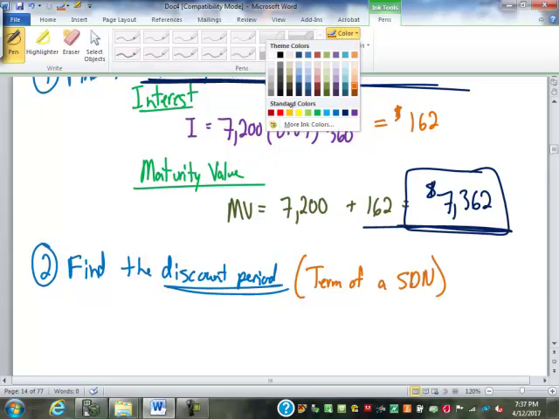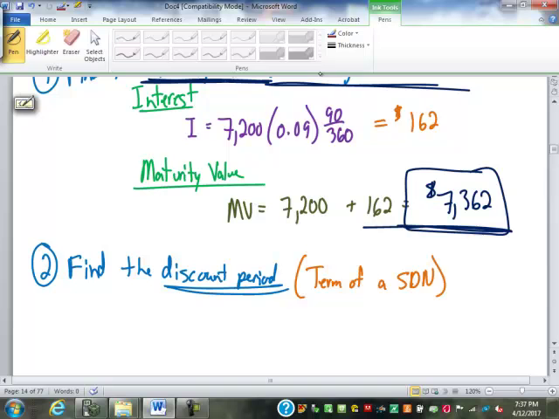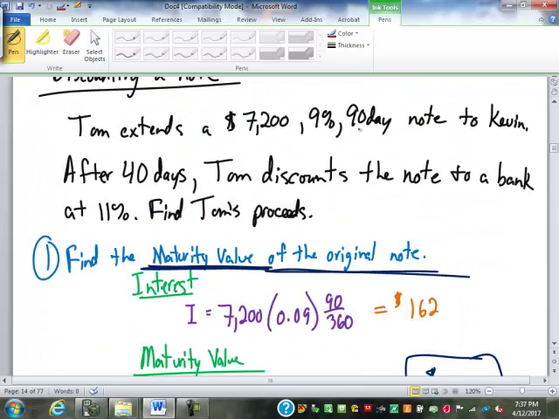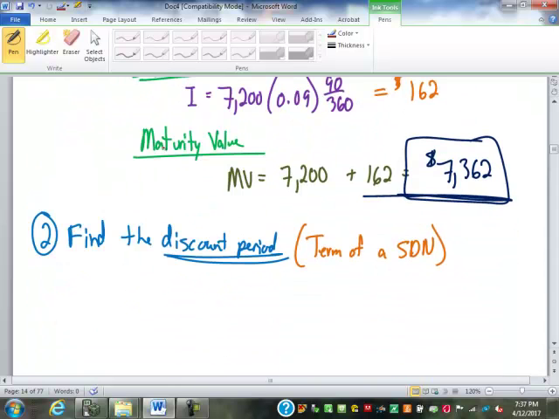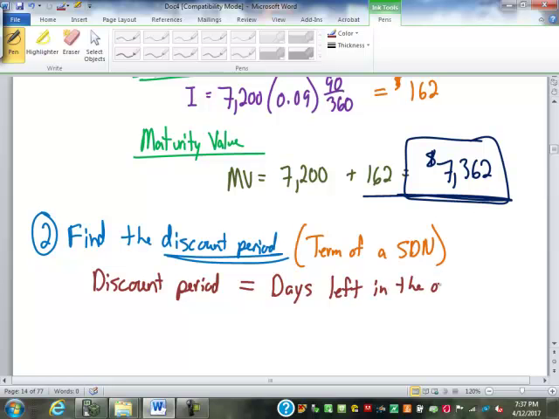This is kind of tricky, so we need to be careful here. How long is this note? 90 days. On what day does Tom go to the bank with it? Day 40. The discount period is equal to the days left in the original note.